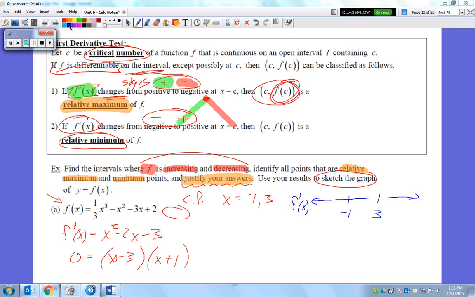And I see a lot of you already, oh, that's what we're doing. Okay, and that's good, that's fast. How many sign tests are we doing? 3. So we have 2 critical points, we're going to have 3. We have 5 critical points, we're going to have 6 sign tests. Okay, so here we go.